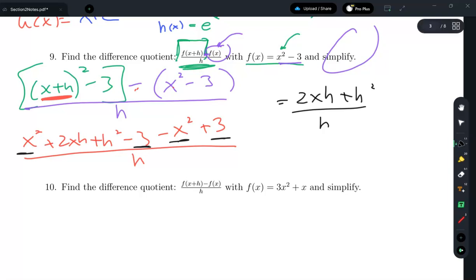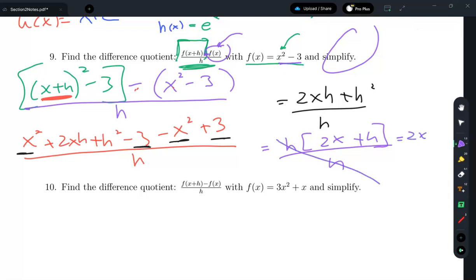So now be very careful you don't do bad math. Bad math would just say cancel one of those guys. You can't do that, right? So you need to factor an h out of the numerator. Then you can cancel the h's and you get 2x plus h.